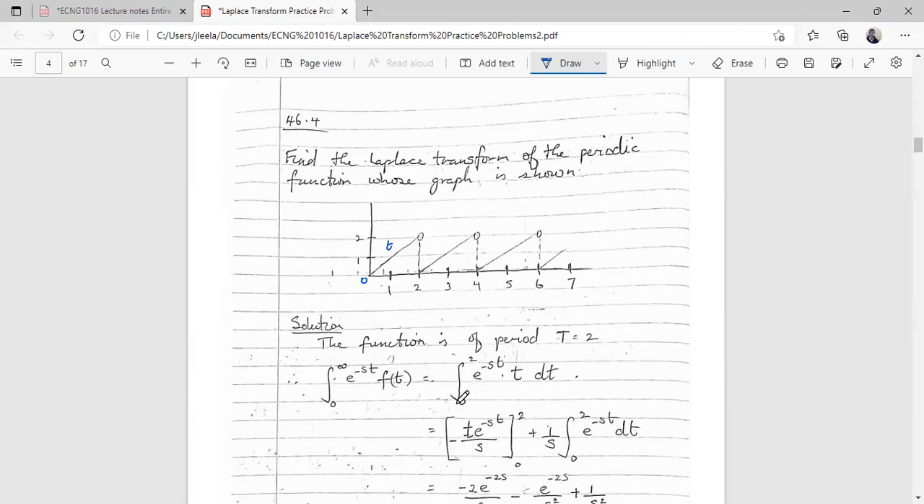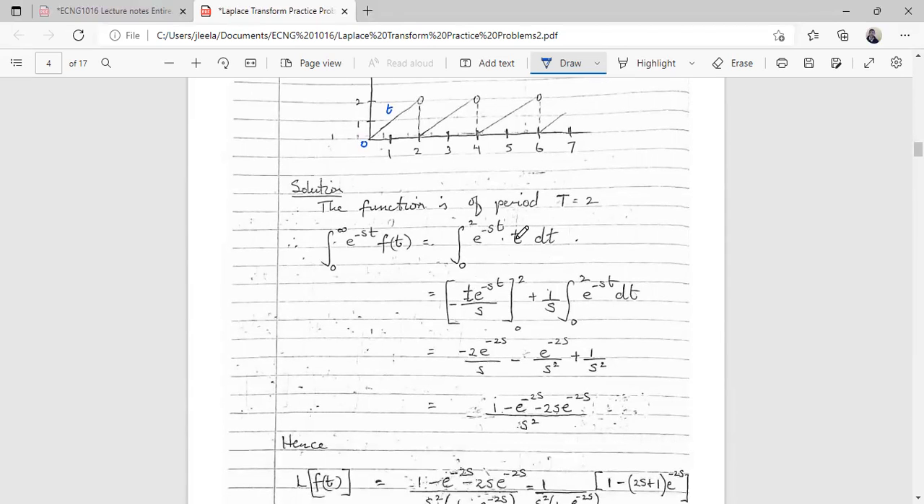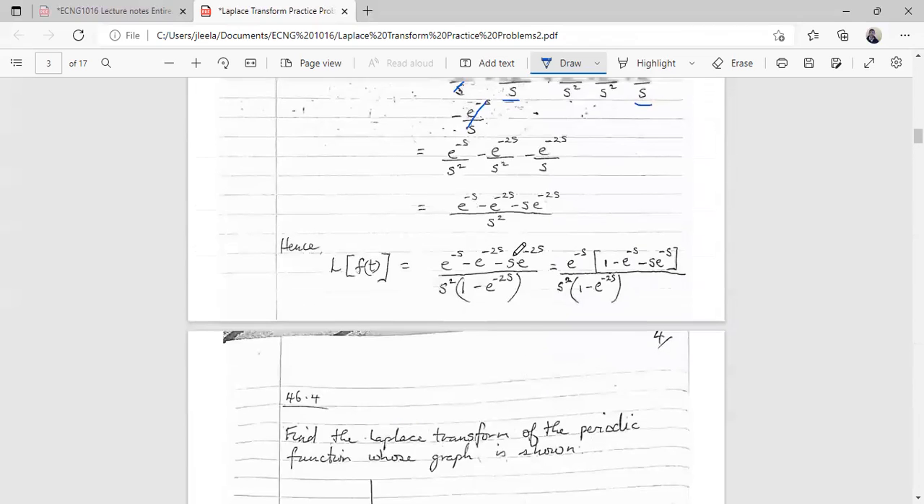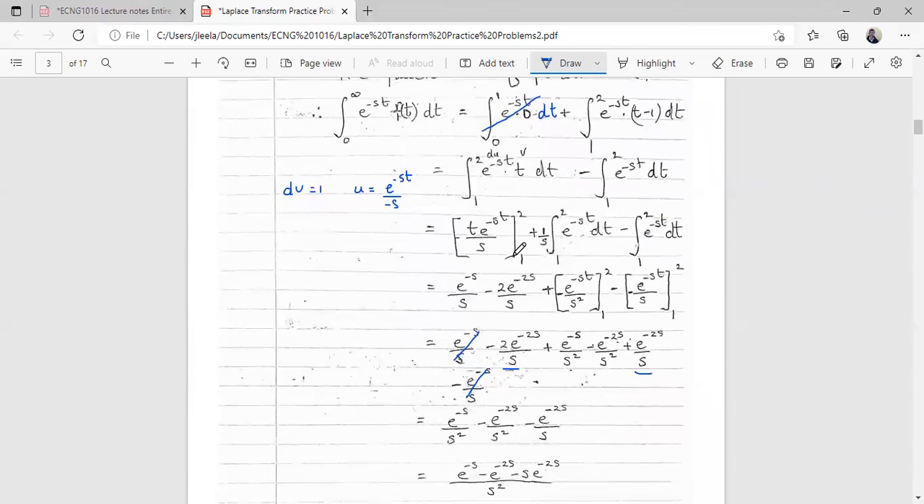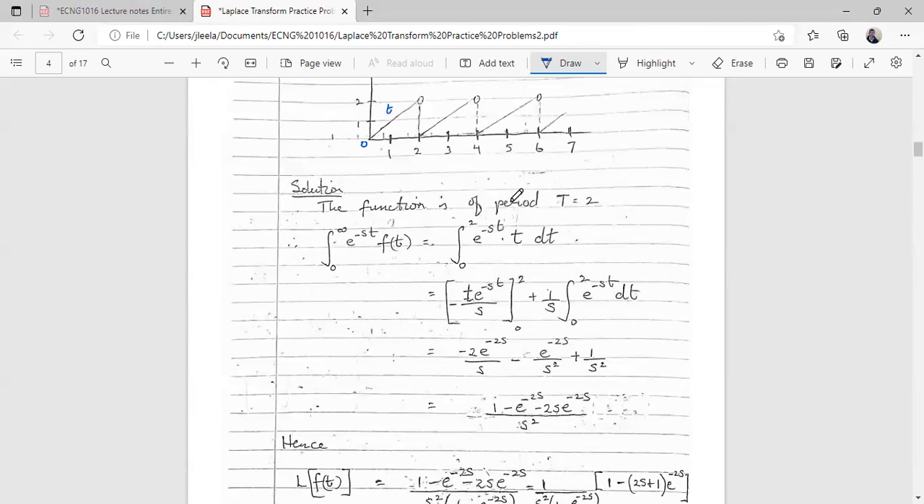So we take the integral between 0 and 2, e to the minus st times t dt. Right, and we did that already. So you're integrating by parts here, right? This is dv, and this is u, right? Let me see what I called it up here. Sorry, I called it v and du, right? And we try to be consistent, right? So this is your du, and this is your v.